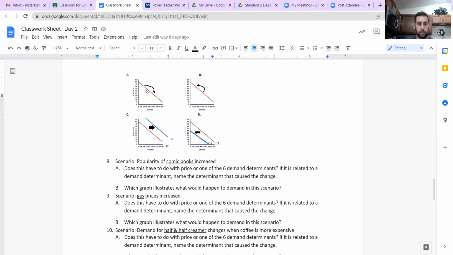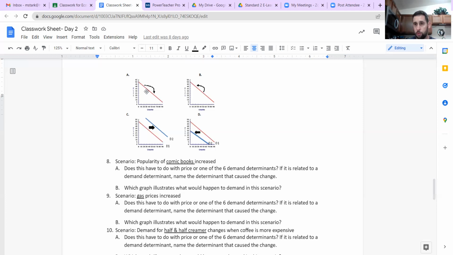But those 6 deal with what's called a change in demand, not change in quantity demanded. That's a simple price change. Change in demand is caused by one of those 6 determinants, shifters, factors. They're called a lot of different things by different teachers. So for example, for number 8, it says the popularity of comic books increased. Well, price isn't changing. So it's not A or B because it's not mentioning price changing. So it's got to be one of those 6 determinants.